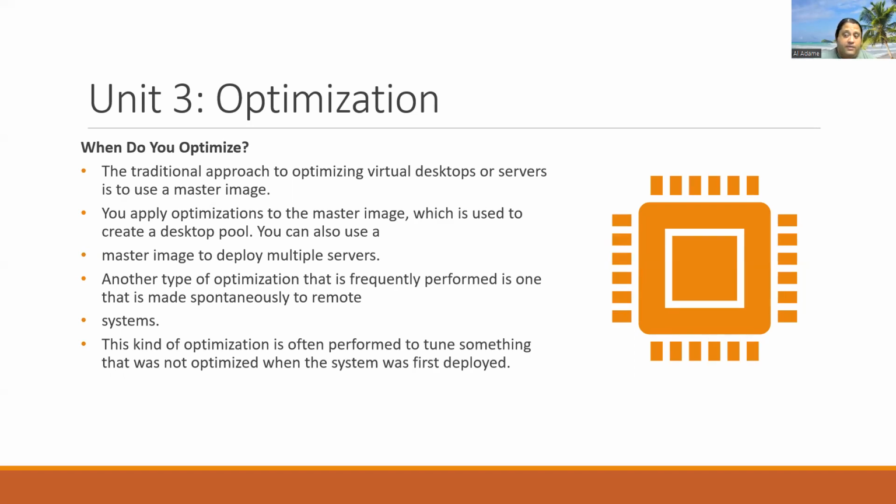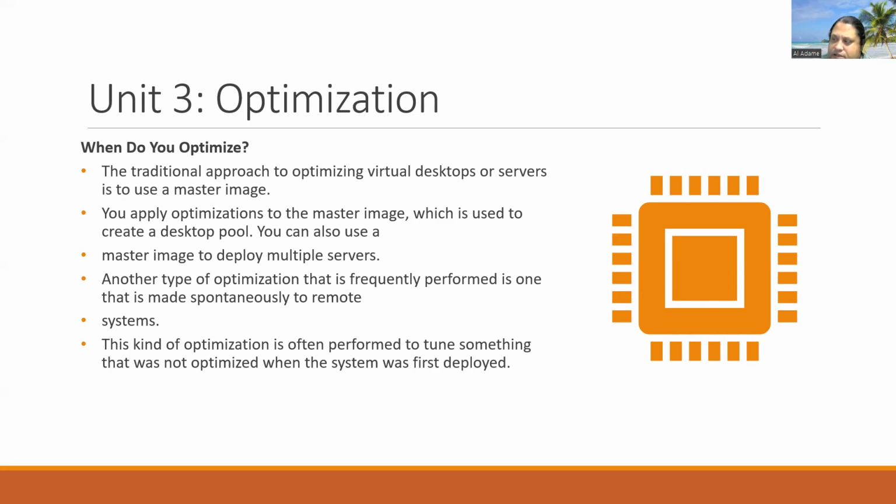Then you would make that what's called the master image. You make a copy of that, a real main copy that you can deploy across to a bunch of other servers. So that's an example of how a master image goes. Usually called bare metal as well. You apply optimizations to the master image, which is used to create a desktop pool. You can use a master image to deploy multiple servers.